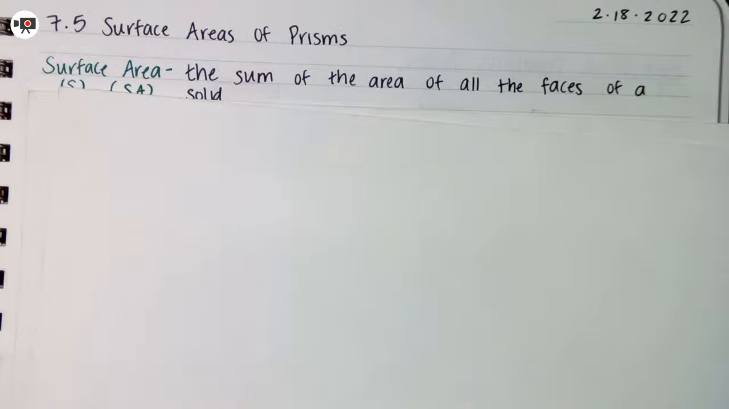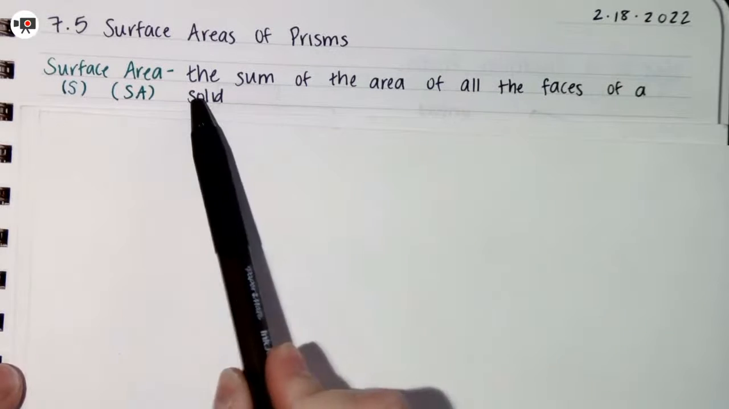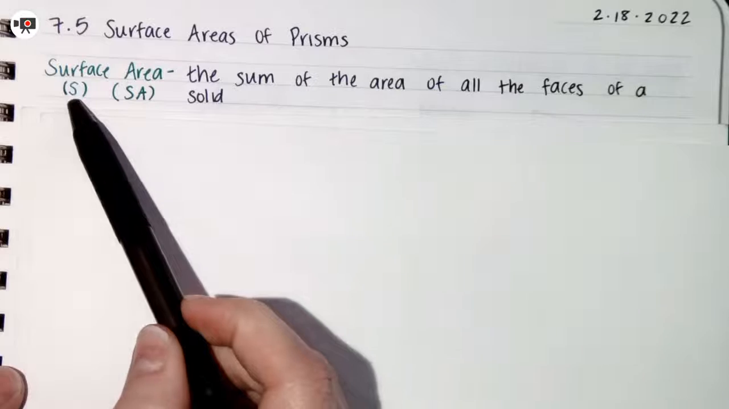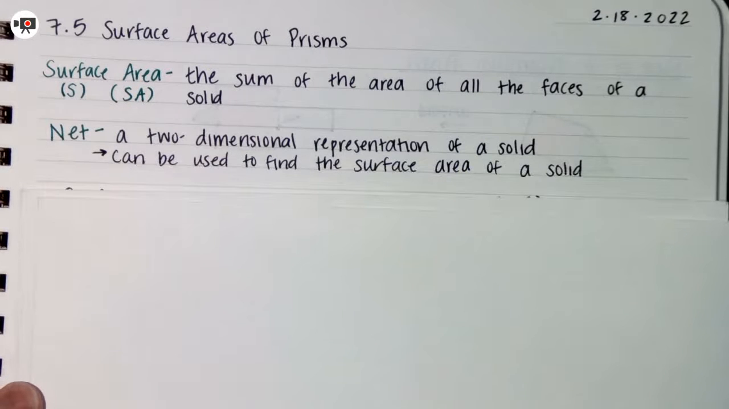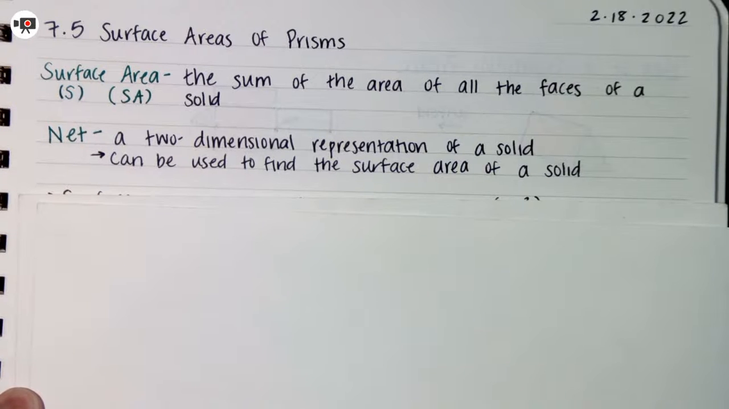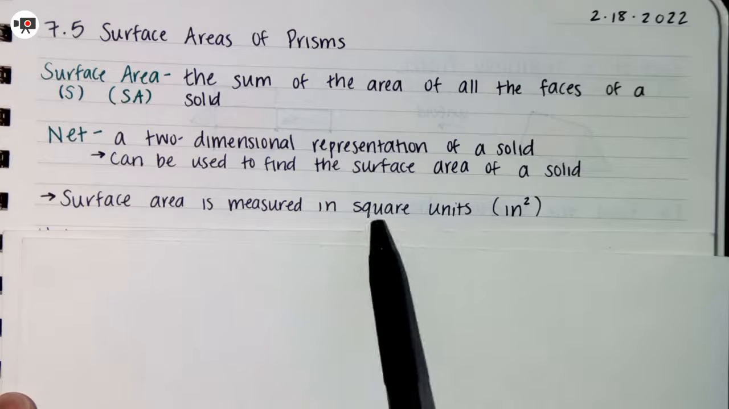This is 7.5, surface area of prisms. So the surface area is the sum of all the area of the faces of a solid. It could be seen as S or SA. A net is a two-dimensional representation of a solid. We can use a net to find the surface area of a solid. Important note, surface area is measured in square units.